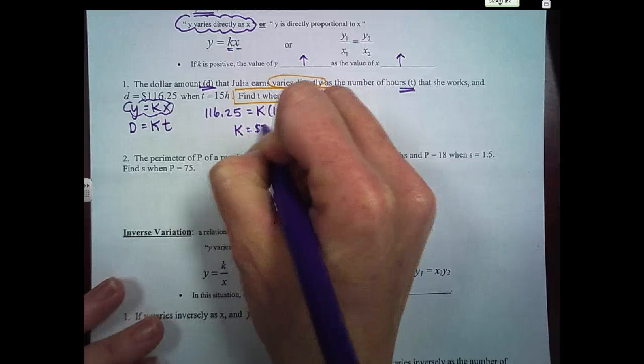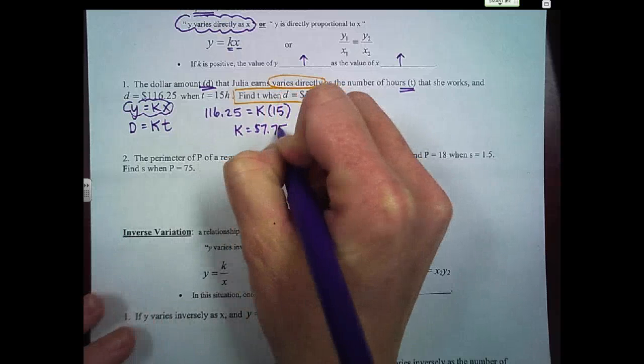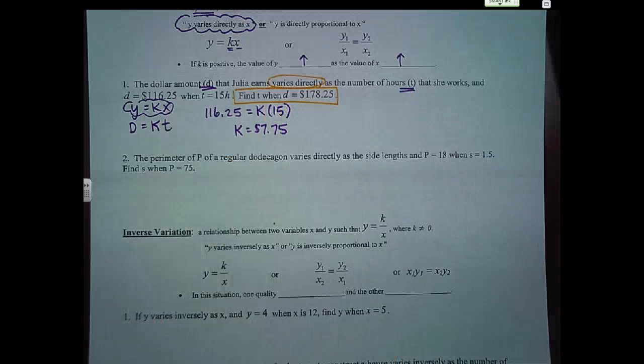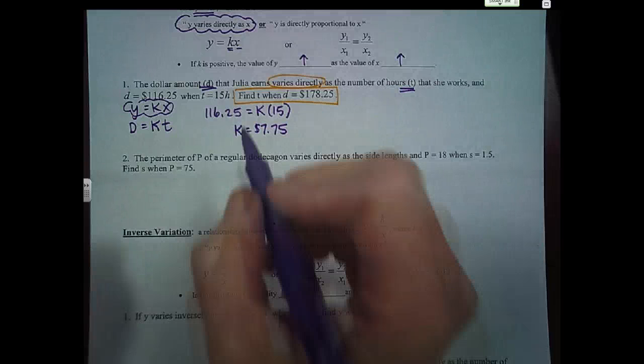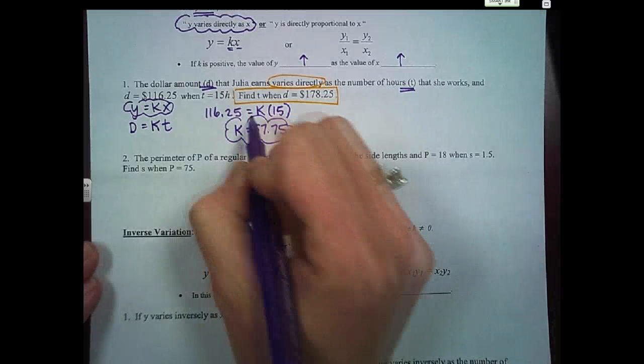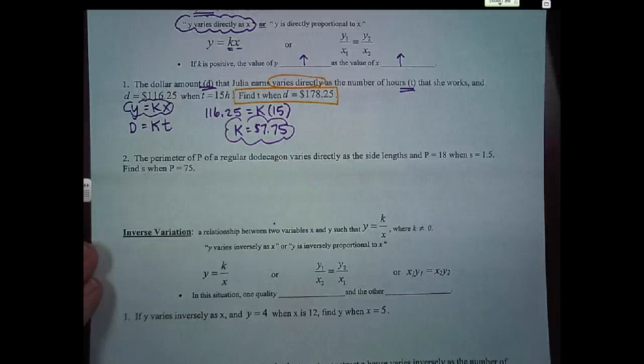She's not making very much, is she? Okay, so she's making $7.75 an hour. Now knowing that, you can find anything. I can find out how much she's gonna make if she works 5 hours. I can find out if she makes $150, how many hours she's gonna work. Anything I want, because I now know the constant. The relationship between everything is $7.75.